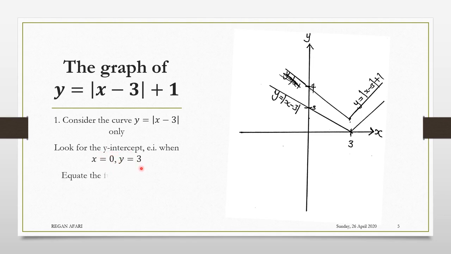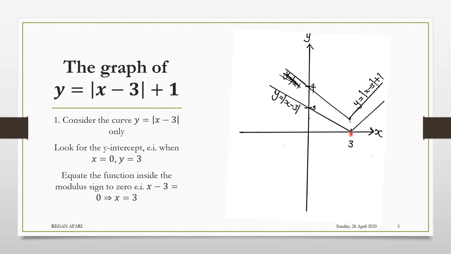Then after the y-intercept, what do we do? We equate the function inside the modulus, not the entire modulus. Listen carefully. You equate the function inside the modulus to 0. So you have x minus 3 equals 0. This means that x equals 3. Now you go to your graph and plot the intercept and the zeros of the function inside the modulus. What am I saying? You come here, you have x equals 3, and this is the point x equals 3.